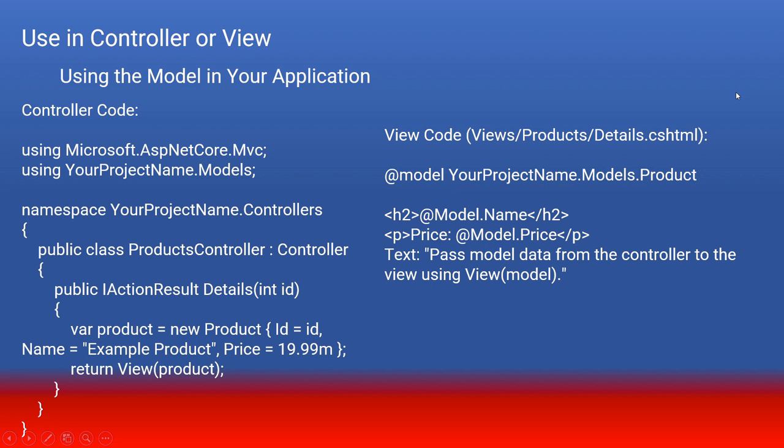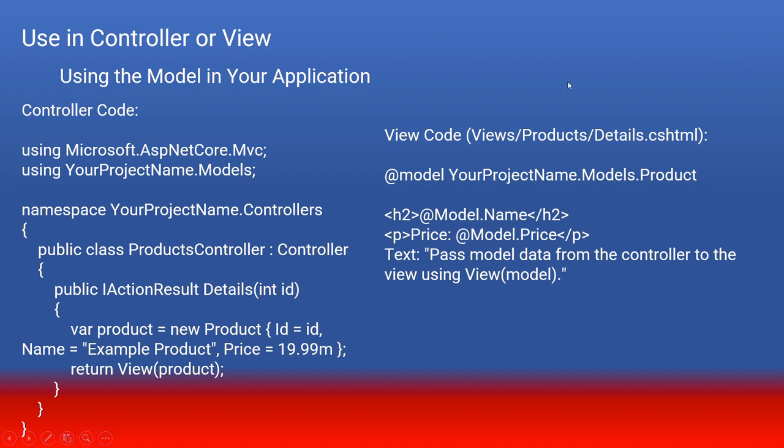Now that we have our product model, let us see how to use it in our application. We will use it in a controller to retrieve product data and pass it to a view to display it to the user. In the Details action method of the product controller, we create a new product object and set its properties. Then we pass the product object to the View method, which makes it available to the view.